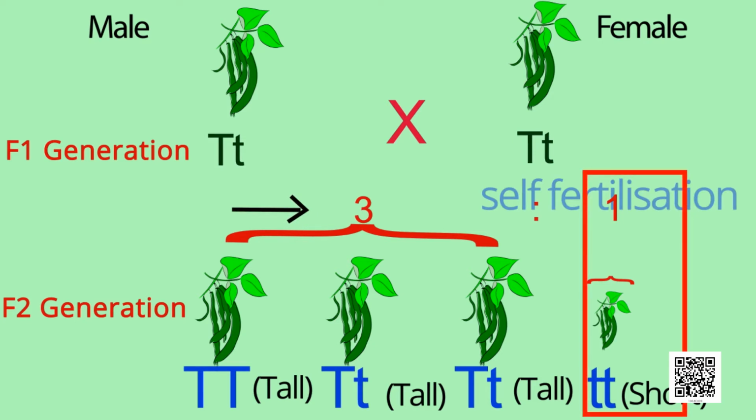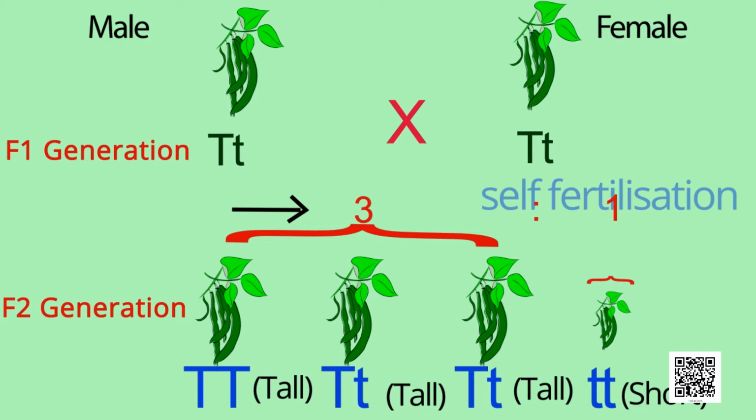In this cross, only one plant had both genes as small t, due to which that plant was short. The rest, all 3 plants, were tall, whether both the genes in them were capital TT or one capital and one small t. So this proved that a single copy of capital T is enough to make a plant tall. But for a plant to be short, it is necessary that both the genes should be small t.